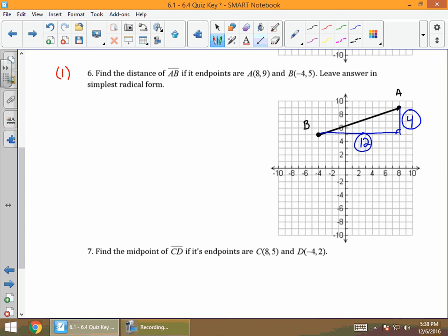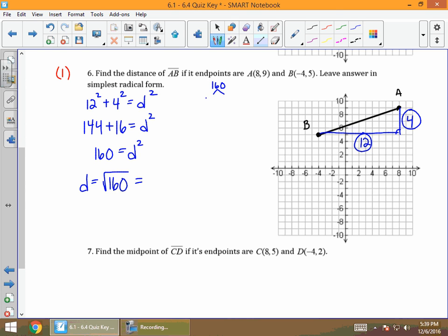So again, a squared plus b squared equals c squared. 12 squared plus 4 squared equals d, the distance of that segment, squared. So 144 plus 16. 144 plus 16 is 160. So d equals the square root of 160. Well, that simplifies. Think about 160.